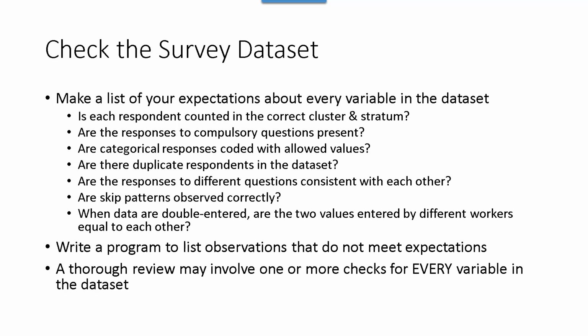Once you've made a list of the expectations, then you write a program using the tool of your choice to identify and list the observations that don't meet the expectations that need to be checked. And this can be quite a process. A thorough review will involve one or more checks, probably for every variable in the data set, or certainly for most of them.